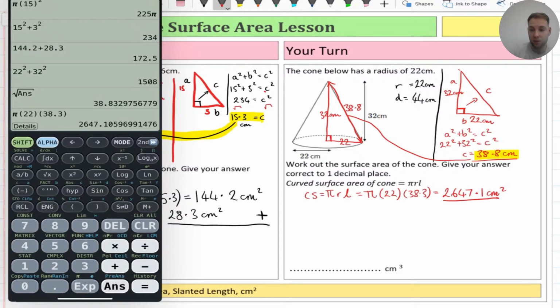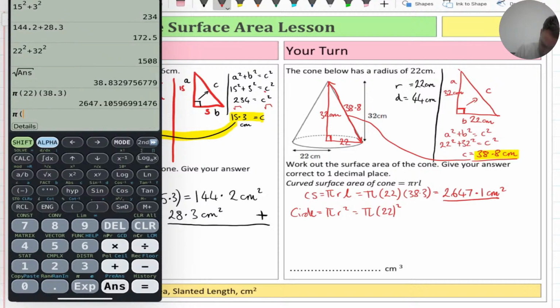Don't forget we need that circle on the bottom. The circle on the bottom is equal to pi r squared, which is equal to pi times by the 22 squared. So let's just work that out. So shift pi times by 22 all squared is equal to 1,520.3 centimetres squared.